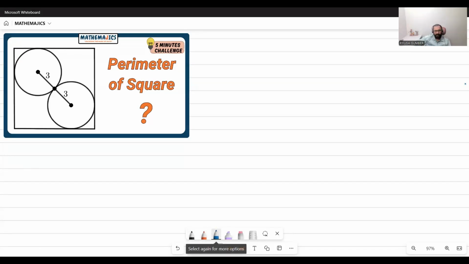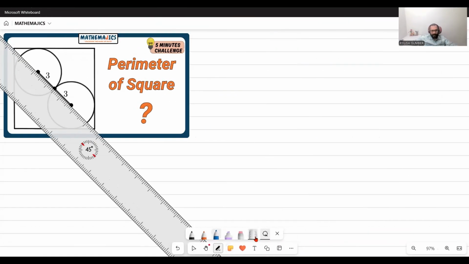Hello everyone. So we have this very interesting question of geometry in which we are given this square and two circles of radius 3 units fitted in such a way that they are touching the square tangentially at this point, this point, this point, and this point. These two circles are touching the square tangentially and they're also touching each other tangentially. And what do we need to find out? We need to find the perimeter of this square.